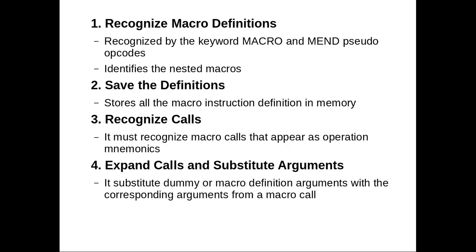Then the fourth task is to expand macro calls and substitute arguments. That means wherever a macro call is occurring, each macro call has to be substituted with the corresponding macro definition. And when we are expanding the macro, the real arguments passed in the macro call have to be substituted in the place of dummy arguments in the macro definition. That's all for the first step in the implementation, that is the statement of the problem, which specifies the basic tasks of the macro processor.